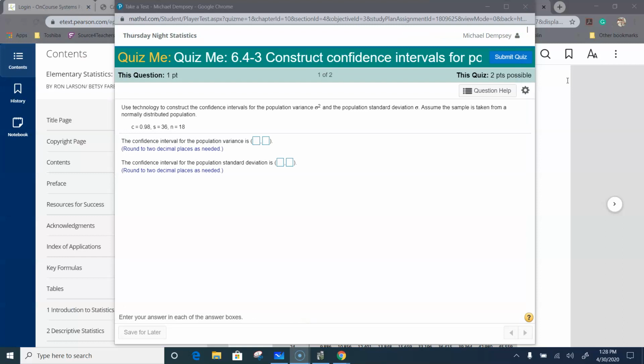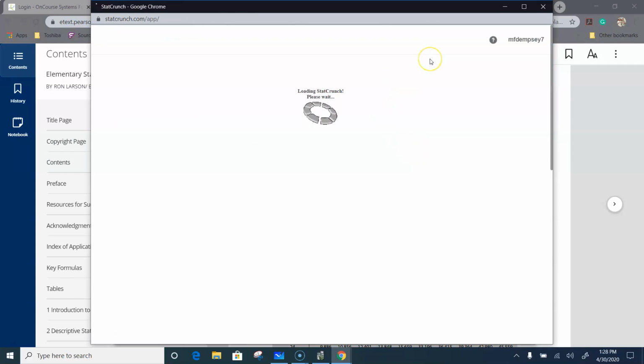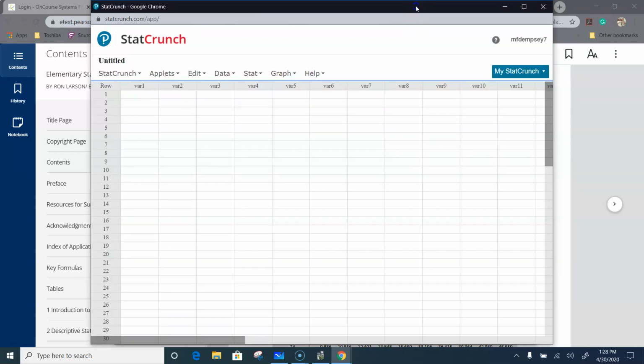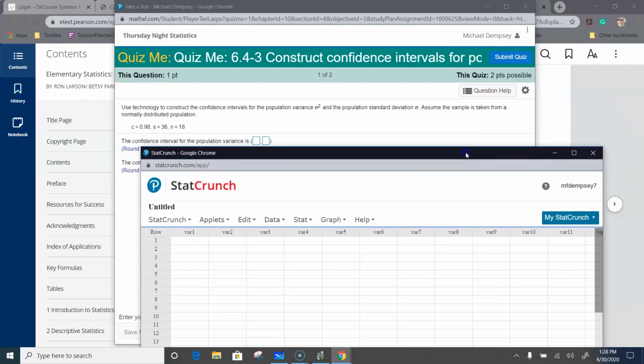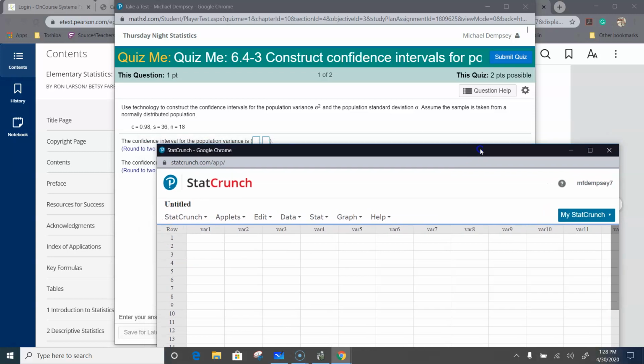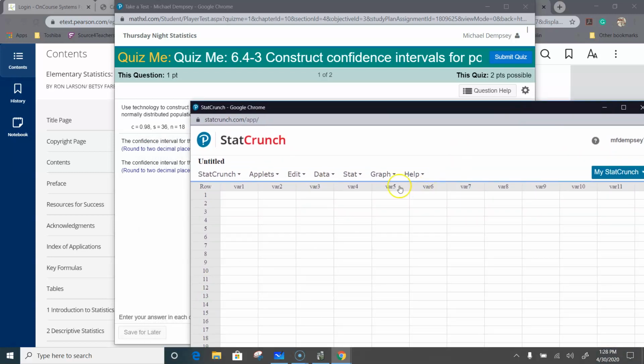So I'm going to move on. So the next part of the study plan, we want to calculate the confidence interval for variance and for standard deviation. And if you remember, we're going to lean on StatCrunch for this. Okay, so I don't have actual data. I have the confidence level. Standard deviation is 36. So let's be careful of what StatCrunch is going to ask us for.